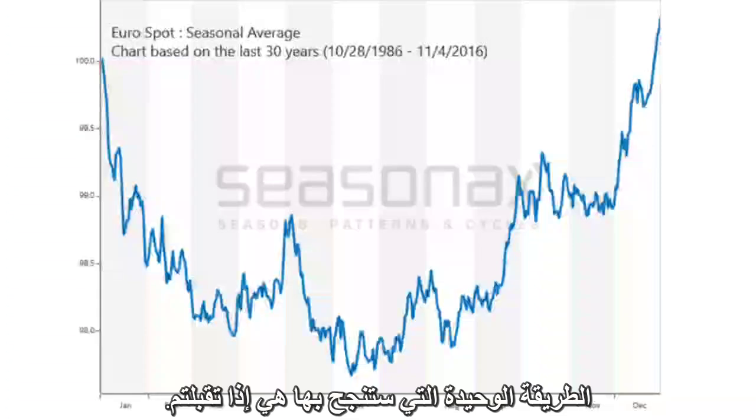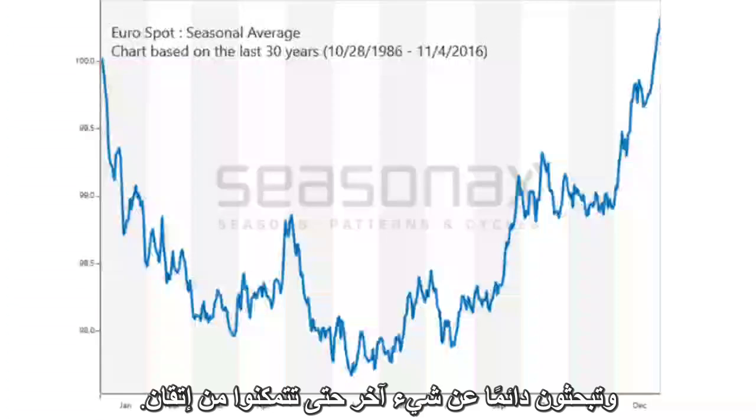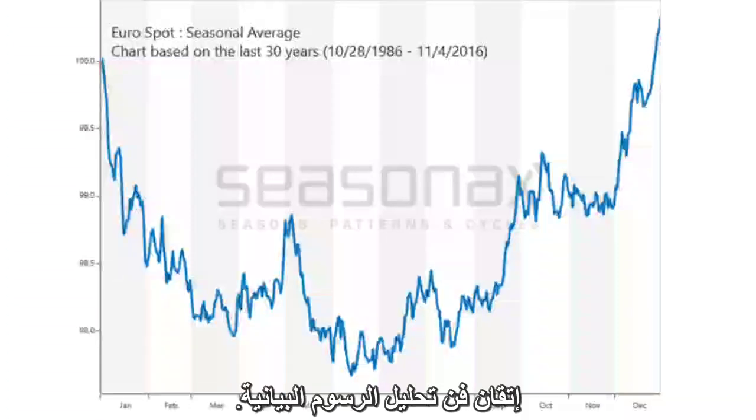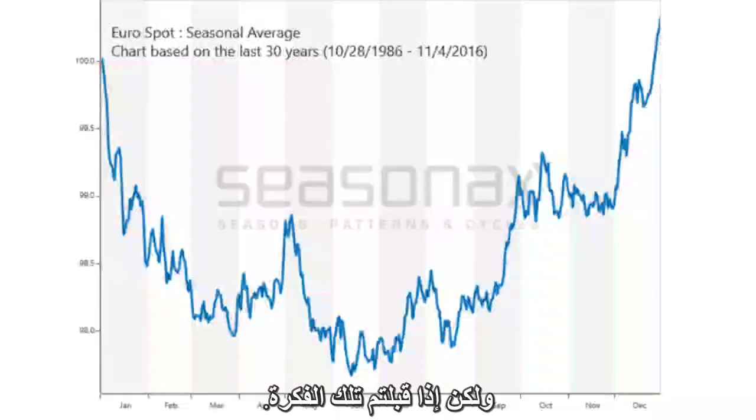The only way it's going to work for you is if you embrace that fact. If you're going to seek perfection and always look for another thing so that you could perfect the art of analyzing the charts, then it's never going to work for you, because of the amount of variables involved. But if you just accept that idea, and you always face losses and embrace them, then you're going to make sure the edge is working for you in the long term, right? That's what trading is all about.